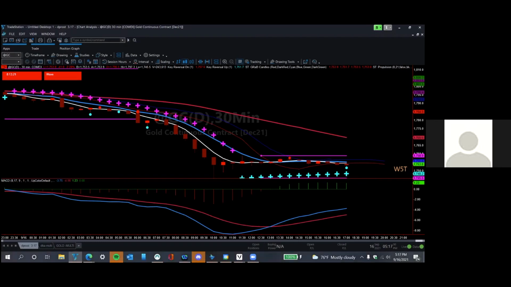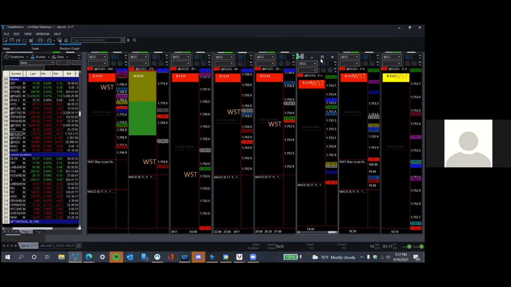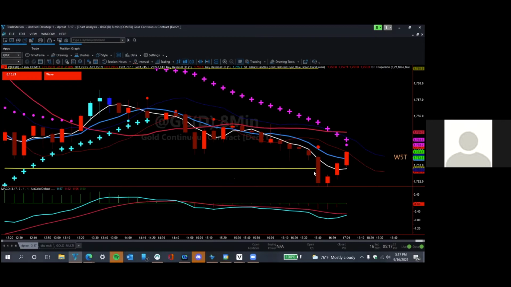I usually like to look at a 30-minute chart at the end of the day to see what's going to happen for the next day. A pretty good determination on a 30-minute. And if you look at an 8-minute chart, that's another good indicator. Okay.